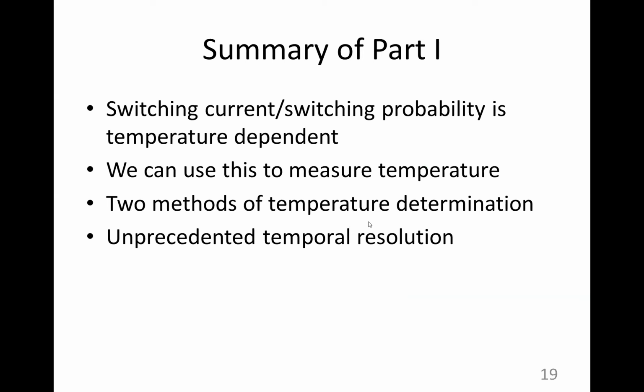So this is a summary of the first part of the talk, because later I will introduce two experiments that utilize this switching thermometry we propose. So we have two methods of measuring these thermal gradients. One is based on switching current, and the second one is based on the switching probability.